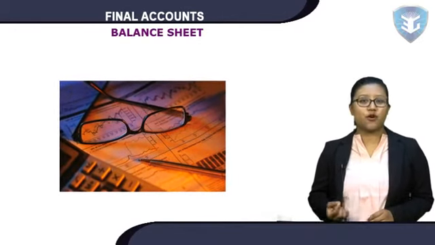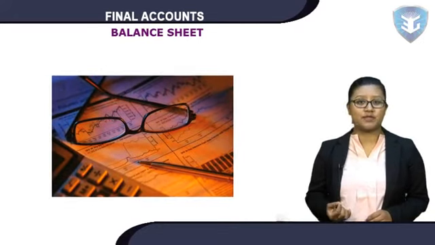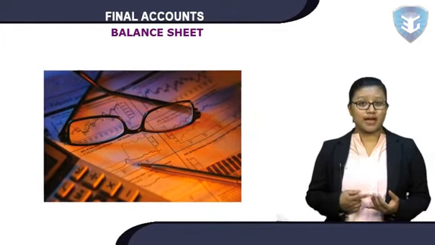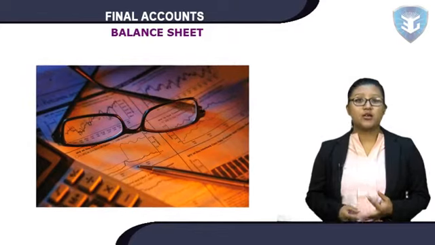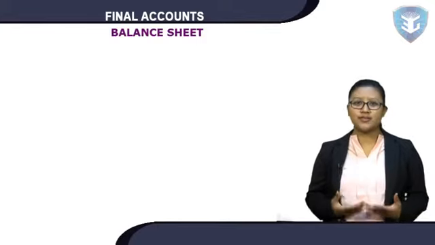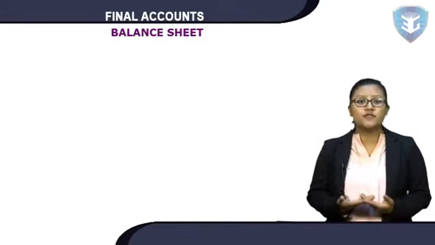Trading account and profit and loss account reveal GP or GL and NP or NL respectively. Besides, the proprietor wants to know the total assets invested in business, to know the position of owner's equity, and to know the liabilities of business. The word balance sheet is defined as a statement which sets out the assets and liabilities of a business firm and which serves to ascertain the financial position of the same on any particular date.